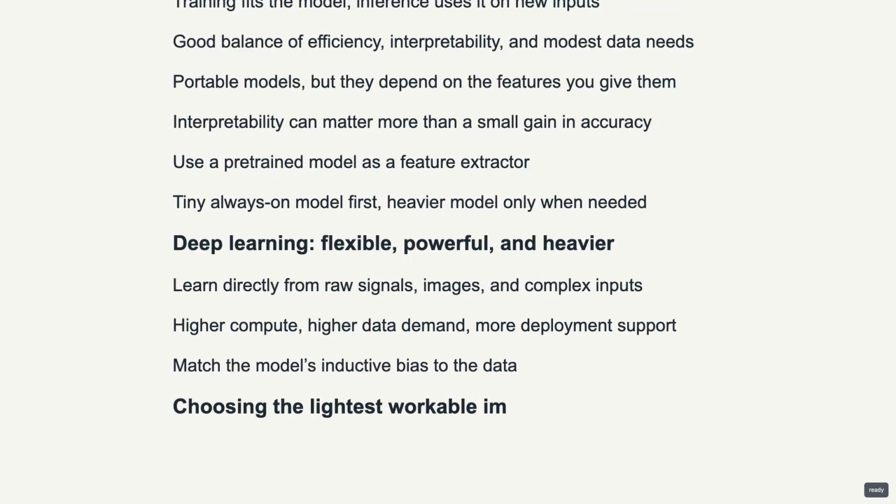The practical rule for edge systems is to start with the simplest method that still meets the requirement. That keeps the design small, understandable, and easier to support when the device is deployed in the real world.